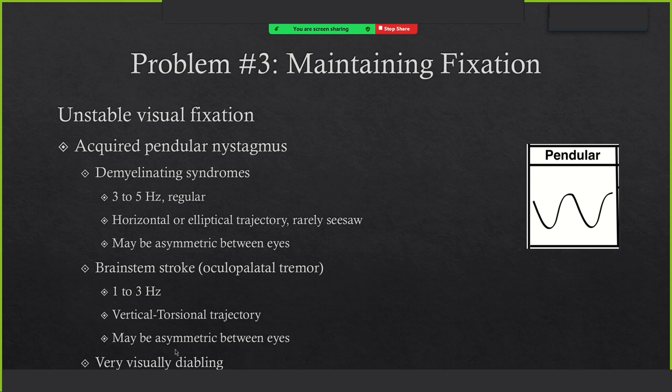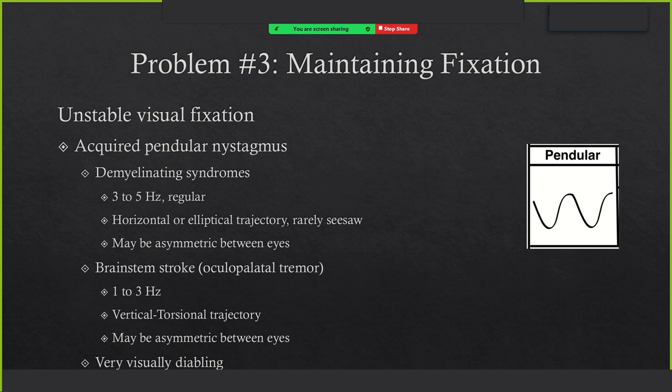Pendular nystagmus is probably the most visually disabling condition that we'll talk about, because during a saccade, you interrupt visual information, but during back-to-back slow phases, you just have a constantly moving perception of the world, which would be unpleasant. So how is that different from opsoclonus?